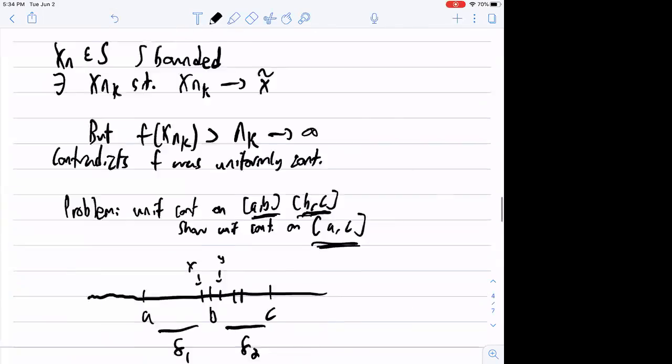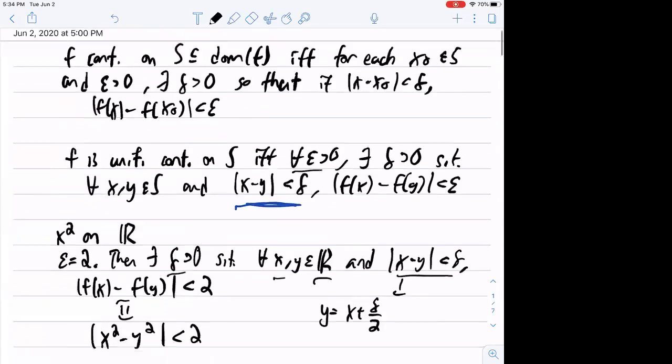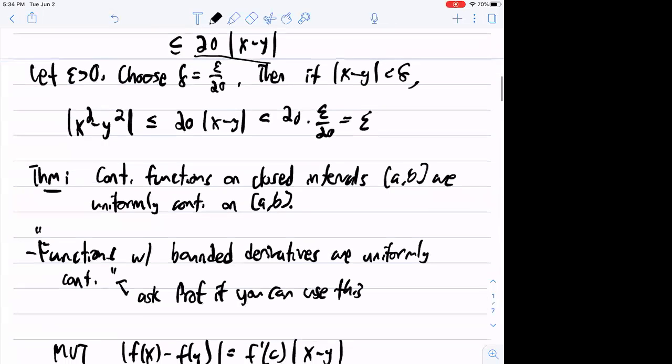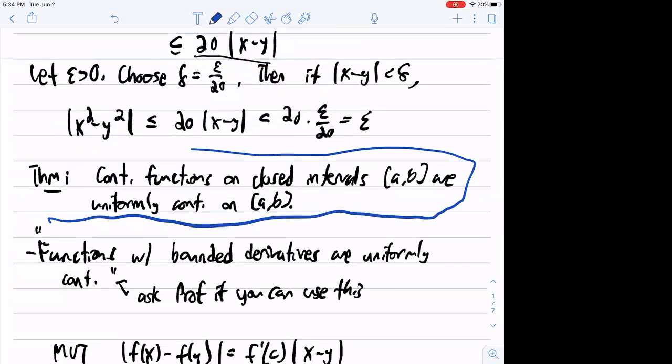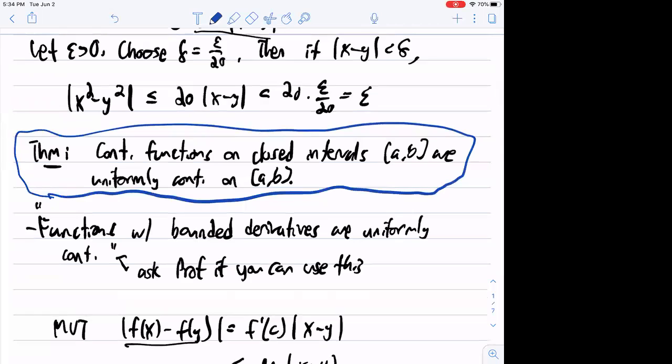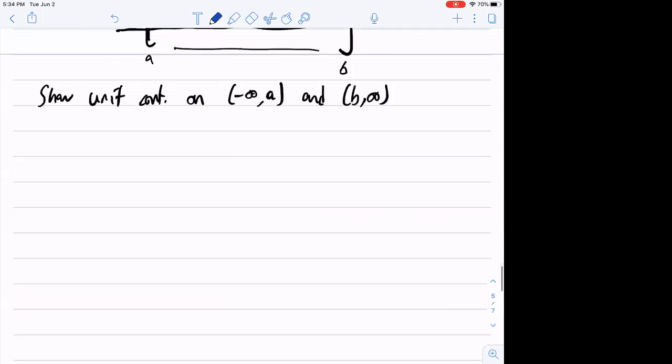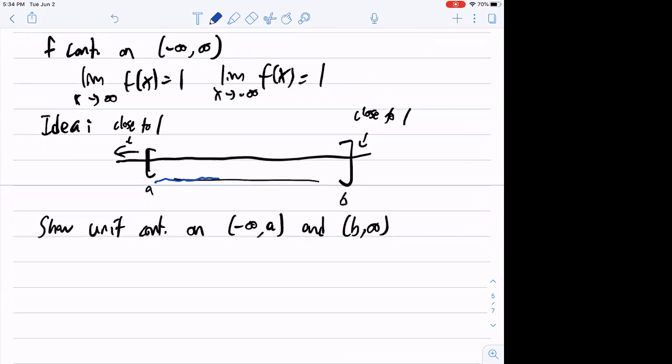Let me go back up, just so everyone can remember. It's when I did the x squared, right here. Continuous functions on closed intervals are uniformly continuous, right? So if a to b is a closed interval, it's uniformly continuous. So from here to here is uniformly continuous just by the theorem. So all you need to do is show the tails are uniformly continuous. Is everyone clear for this?